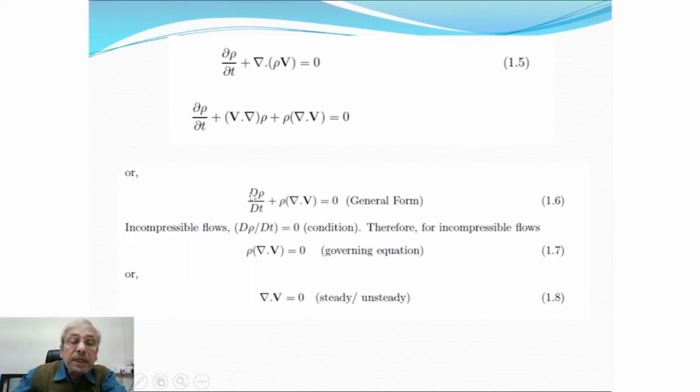density does not change, total derivative of density is zero. So this is a condition. Therefore, for incompressible flow, we can write ρ divergence of v equal to 0. And clearly ρ cannot be 0. So divergence of v equal to 0. This is the governing equation for continuity for incompressible flows. Doesn't matter flow is steady or unsteady. The continuity equation is given by divergence of v equal to 0.